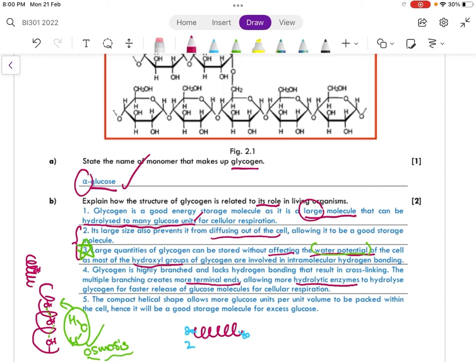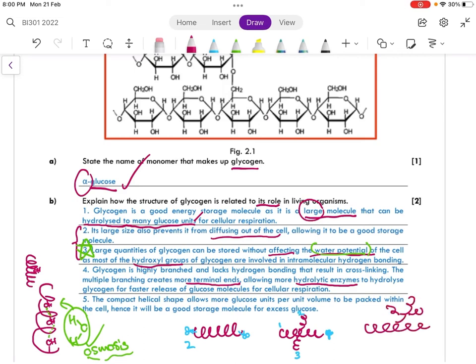Imagine now I have an amylopectin that has two branches. Now I have one end, two terminal ends, three terminal ends, and four terminal ends that the enzymes can work on. And in glycogen, there's even more terminal ends.